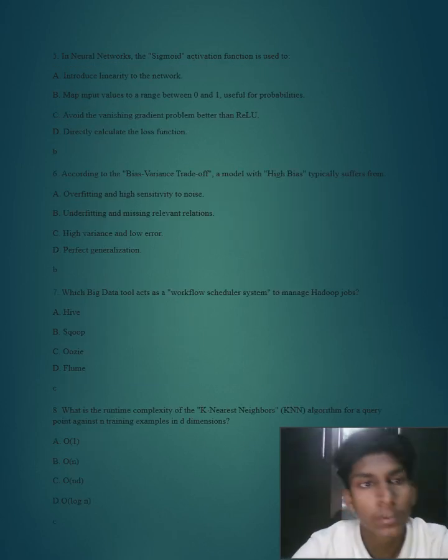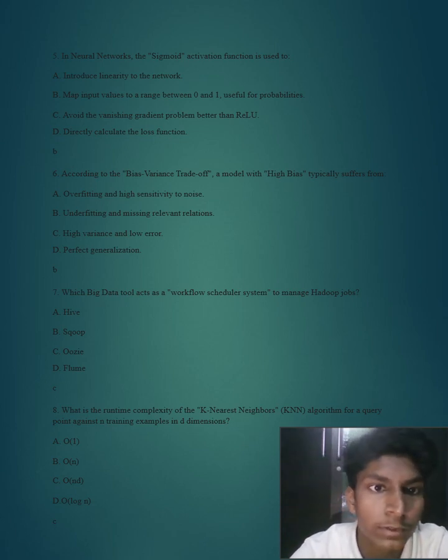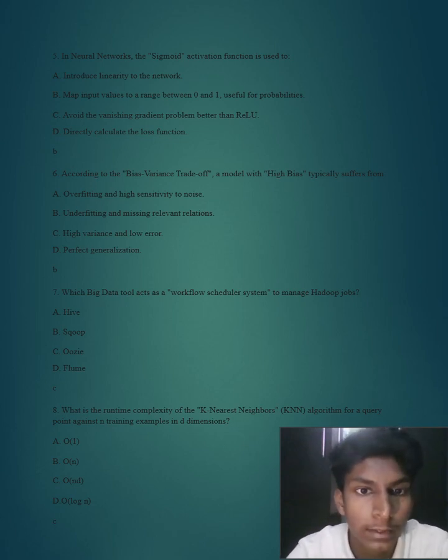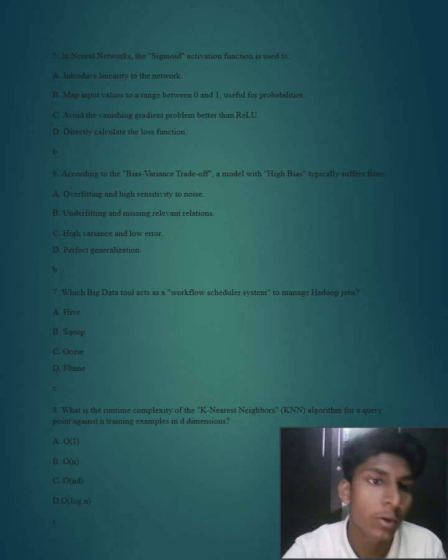Moving forward, we have question number 5. In neural networks, the sigmoid activation function is used to introduce nonlinearity to the network, map input values to a range between 0 and 1 useful for probabilities, avoid the vanishing gradient problem better than ReLU or ELU, directly calculate the loss function. So the correct answer from all these options is option B, map input values to a range between 0 and 1, useful for probabilities. So let us mark option B as the correct one.